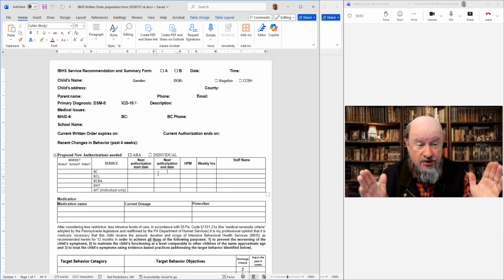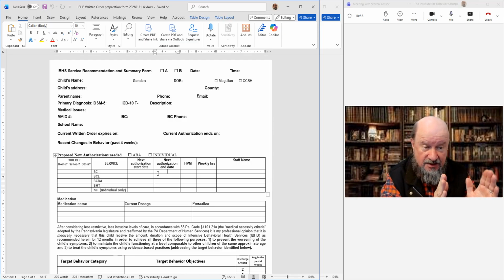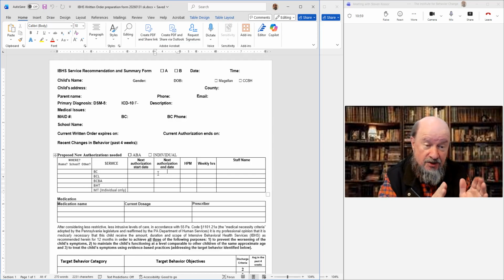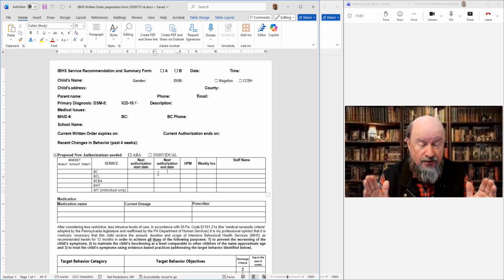The authorization in Magellan land is 6 months, and then you need another one in the same year. CBHO allows us to write an authorization for a full year. So you just have to understand what those standards are for the company that you are submitting your work to for compensation.